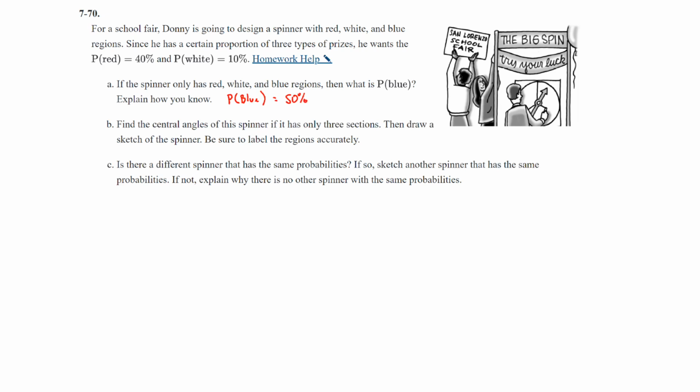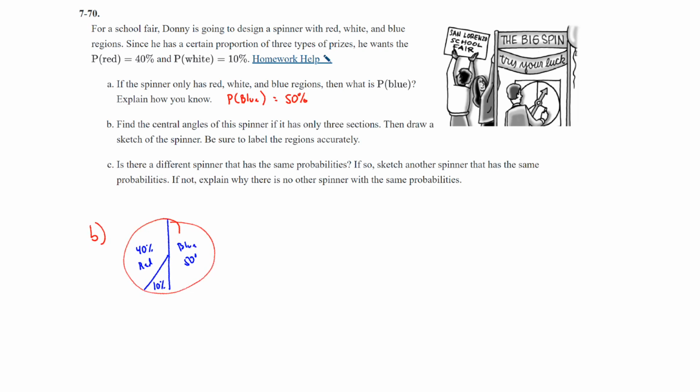Part B, find the central angles of this spinner. If it has only 3 regions, then draw a sketch of the spinner. Be sure to label the regions accurately. Alright, so here's a little sketch of the spinner. We know that half of it is blue, so that's 50%. And then from there, we know 10% is white, and then 40% is red. So we want to find the central angles.